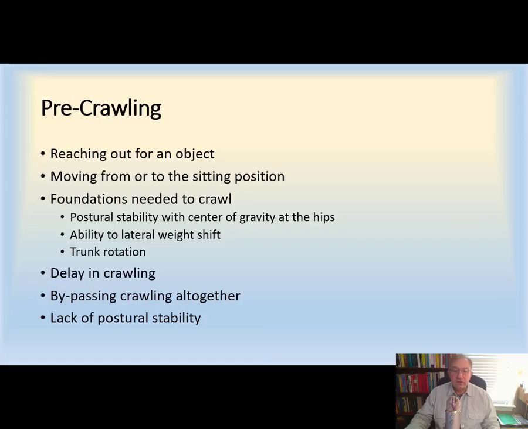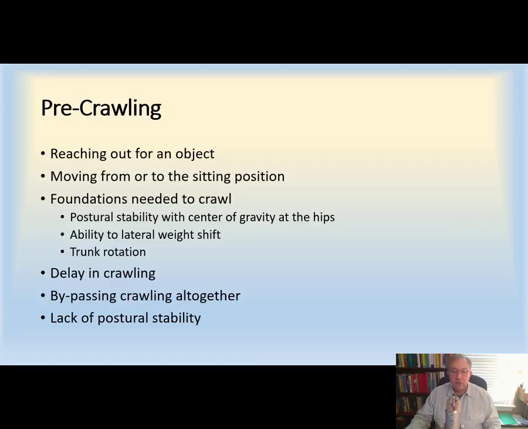But there are certain foundations that are needed in order to crawl. First of all, there has to be postural stability, where the center of gravity is basically centered around the hips rather than higher up near the head and the shoulders. Another foundation is the ability to laterally shift the weight so that one free hand can reach forward. And then a third possible foundation that is often needed is trunk rotation, the ability to shift weight from side to side and rotate the trunk.